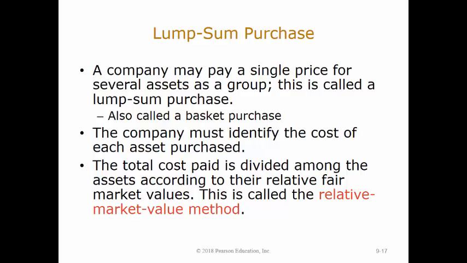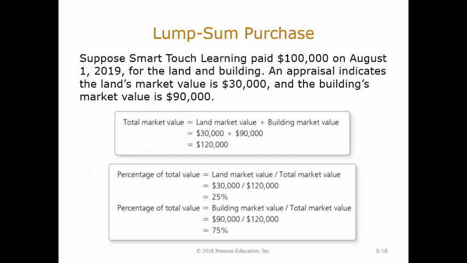The relative market value method is a method of allocating the total cost, 100%, of multiple assets purchased at one time. Total cost is divided among the assets according to their relative market values. Suppose Smart Touch Learning paid a combined purchase price of $100,000 on August 1st, 2017 for the land and building. An appraisal indicates the land's market value is $30,000 and the building's market value is $90,000. How will the accountant allocate the $100,000 paid for both assets?